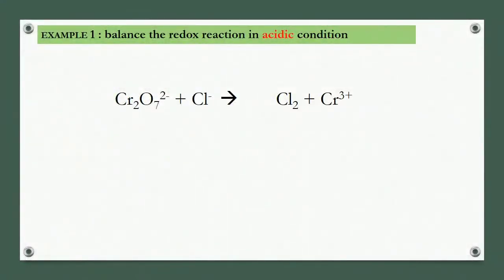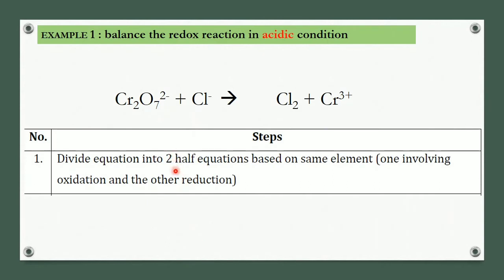Now let's look at example 1, balance the redox reaction in acidic condition. So step 1, we have to divide the equation into half equations based on the same element. So normally one element will undergo oxidation and the other will undergo reduction. So how to determine which element undergoes oxidation or reduction? We can check on the changes in the oxidation number in the element. So you can use dichromate ion and compare with the chromium ion, or you can use chloride ion and compare with the chlorine.